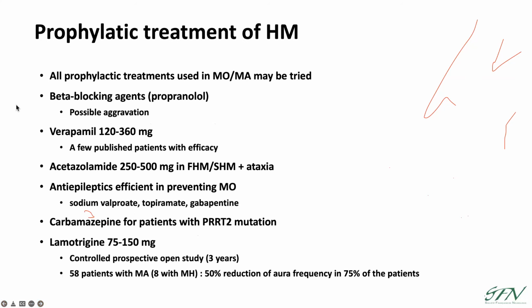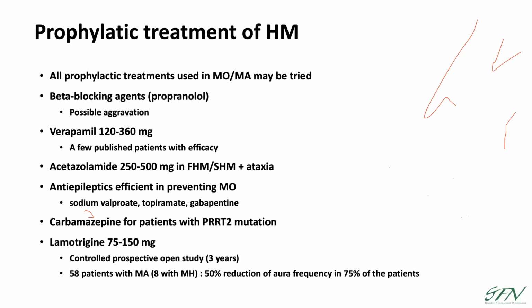And then for the prophylactic treatment of hemiplegic migraine, all prophylactic agents used in migraine without aura or migraine with aura may be tried. Propranolol, which is a beta-blocking agent, may be tried, but there are some concerns about the possible aggravation of migraine aura. Sometimes I prescribe it. For example, in patients who have frequent migraine without aura and rare attacks of hemiplegic migraine, propranolol may be a good choice.